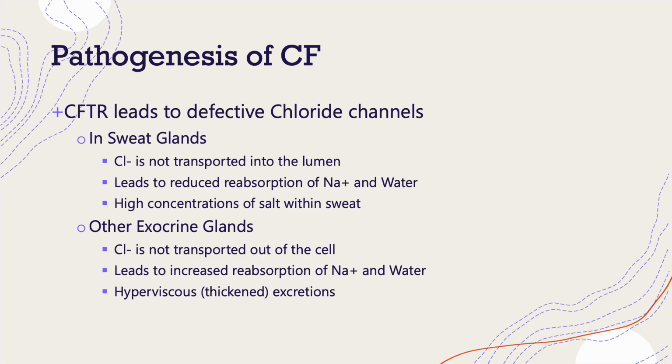Next, I will explain how this mutation affects the body. The CFTR mutation causes problems with chloride channels in sweat glands. Chloride is not transported correctly. This leads to high salt levels in sweat. In other glands, the secretions become very thick and sticky. This thick mucus causes many problems in the body.